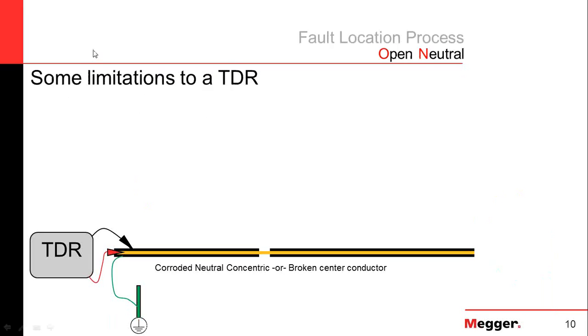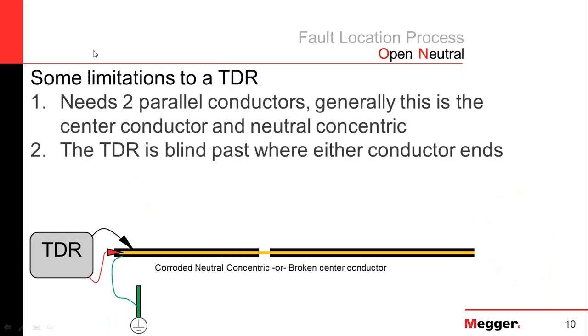The TDR has some limitations. As I stated, you have to have two parallel conductors. Generally, this is the center conductor and neutral concentric. However, any two parallel metal conductors will work. A common example would be we could connect the TDR phase to phase in, say, a three-phase environment, and then the radar would see down to where either or both of those phases stopped. So this brings us to the point that the TDR is blind past where either of the parallel conductors ends.